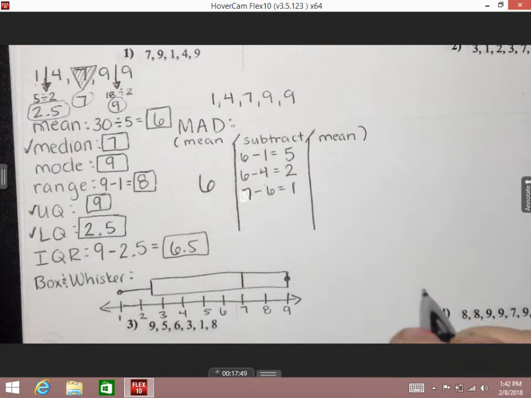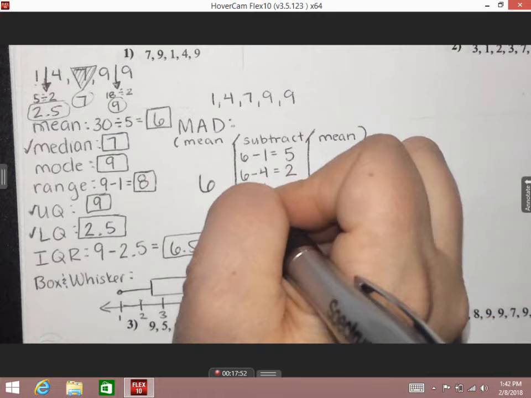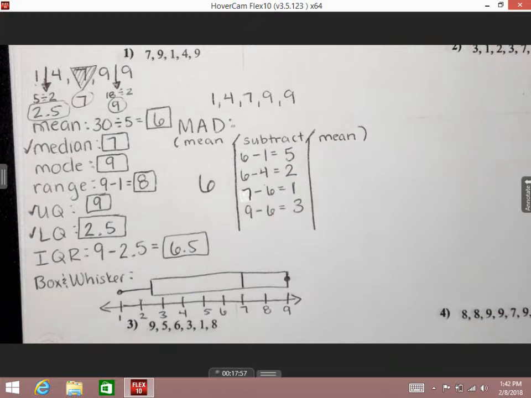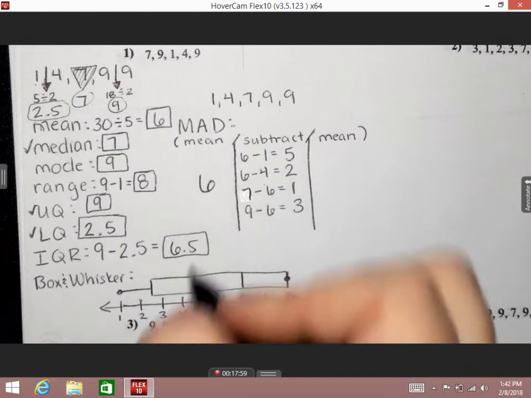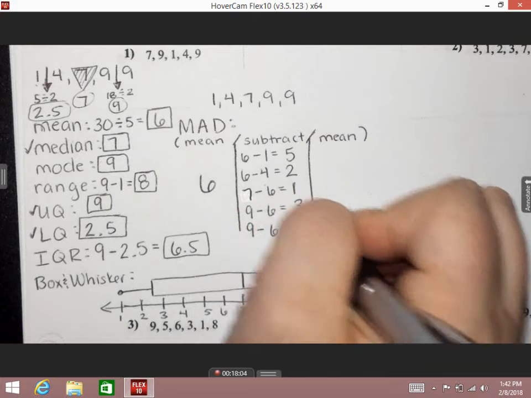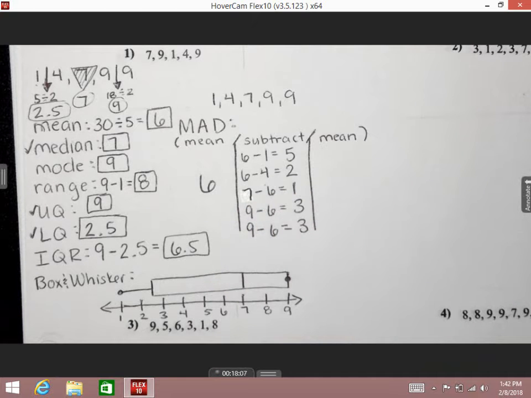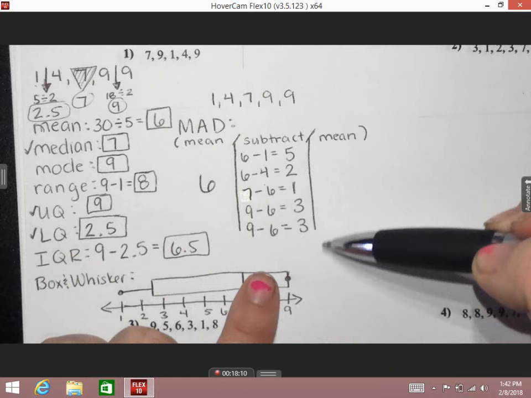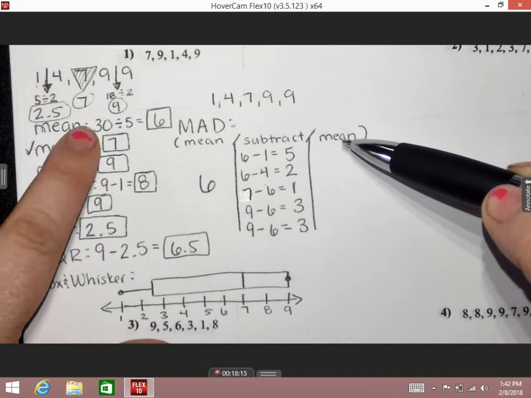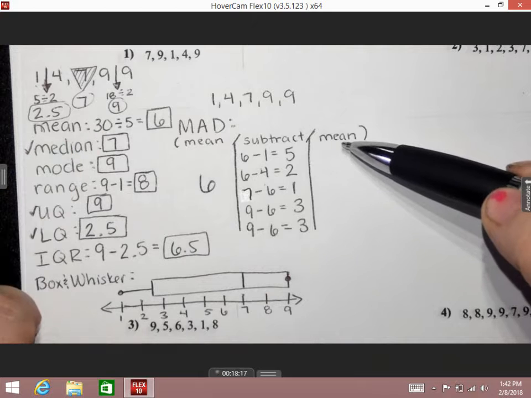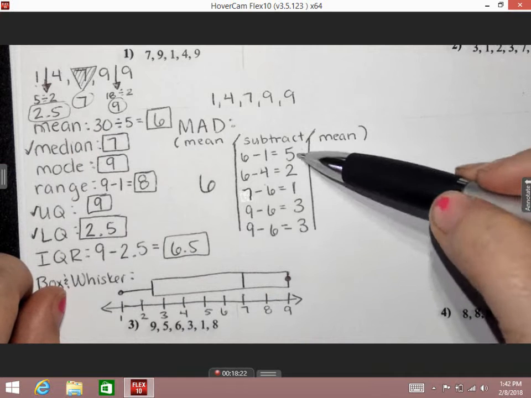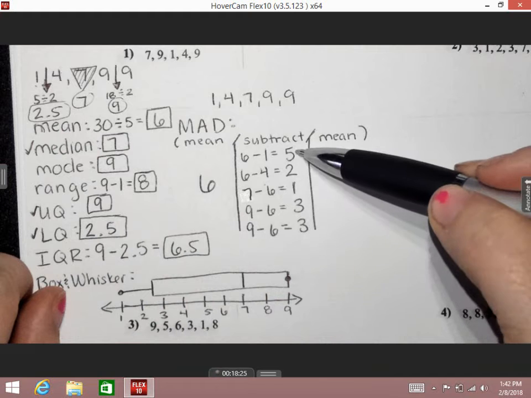All right. And then what's going to be next? Maggie? 9 minus 6 because 9 is bigger, which gives me 3. And then Noah? 9 minus 6 again. We're going to do 9 minus 6 again because there were 2 9s. And the answer is still 3. Okay. We did the mean. We subtracted it with all of our numbers. Now it says we have to do the mean again. Does that mean I'm going back to this? No. What am I doing for this mean? Benito? We're adding all of these numbers up.